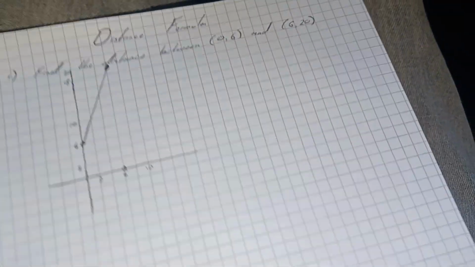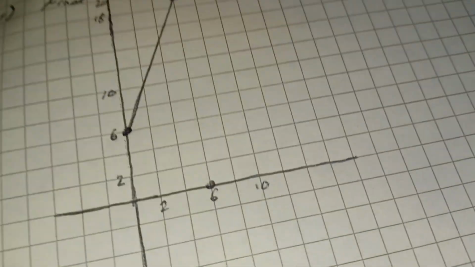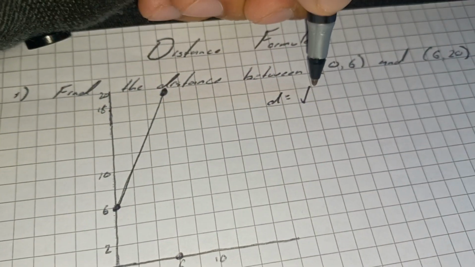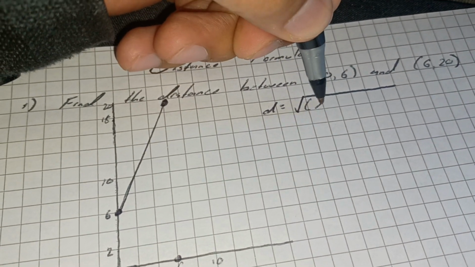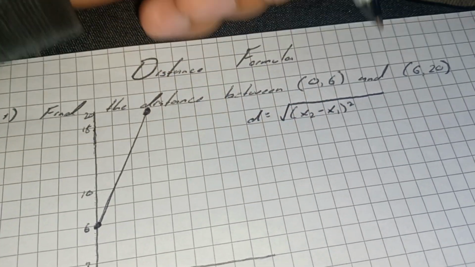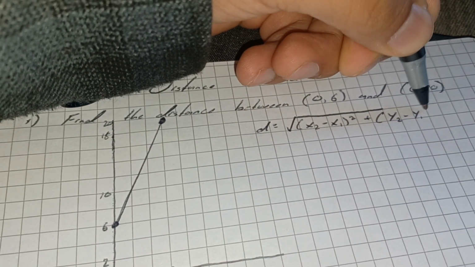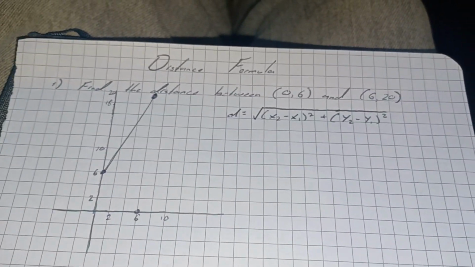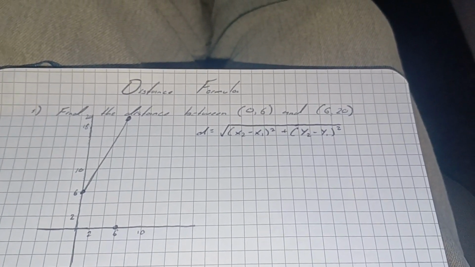So our distance formula is, let me write it down. Our distance formula is: distance is equal to the square root of x2 minus x1 squared plus y2 minus y1 squared. That's our formula.